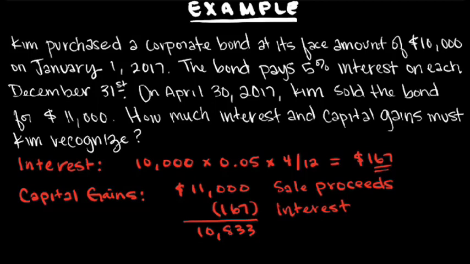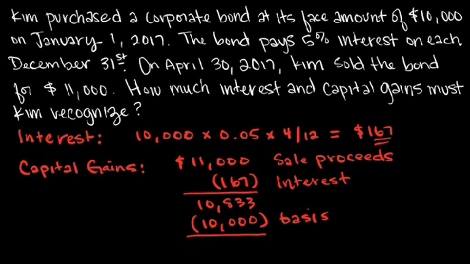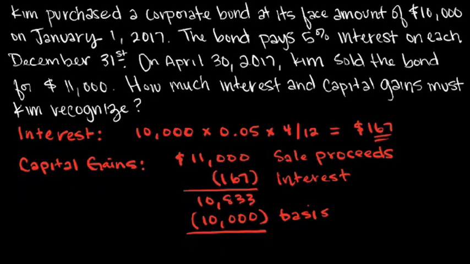Now we have to remove her basis in the bond of $10,000, and that gives us a total gain on sale of $833.